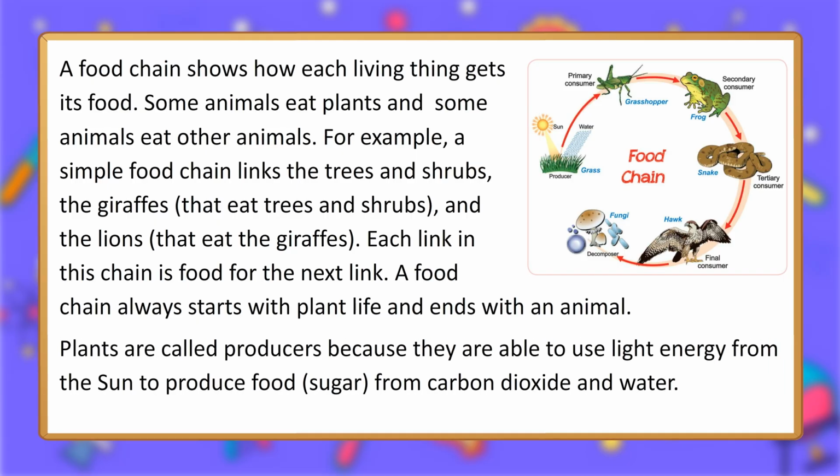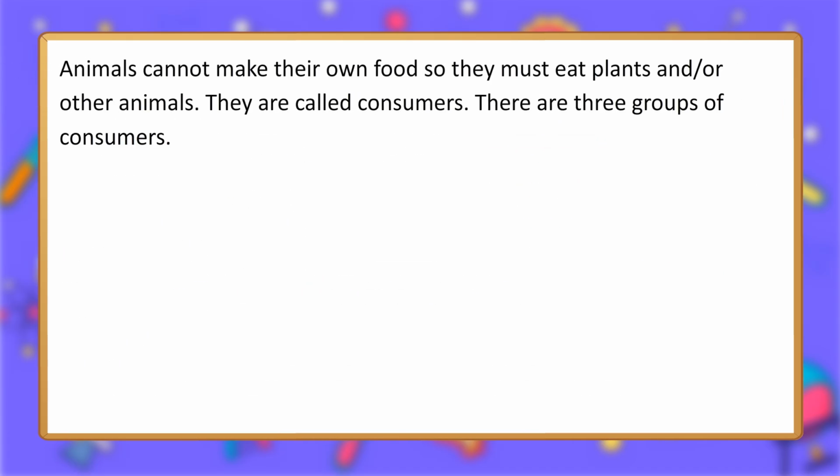Plants are called producers because they are able to use light energy from the sun to produce food, sugar, from carbon dioxide and water. Animals cannot make their own food, so they must eat plants and or other animals. They are called consumers. There are three groups of consumers.